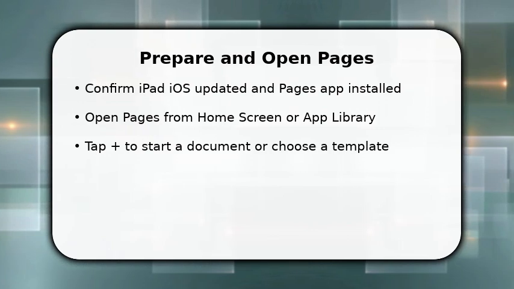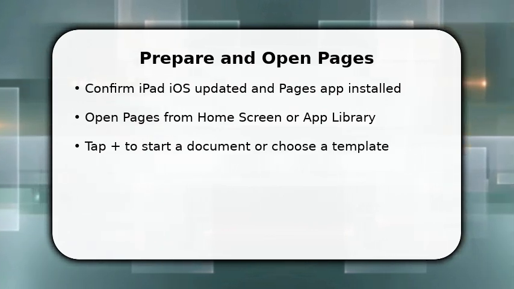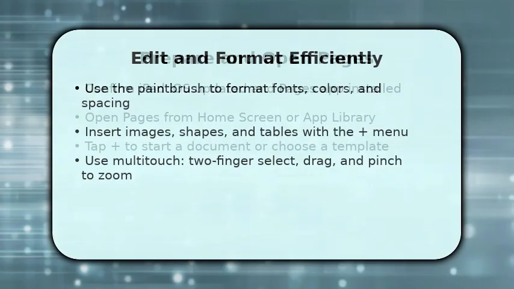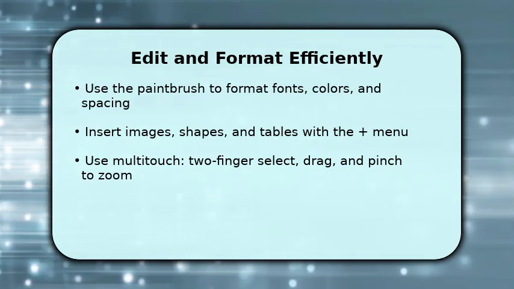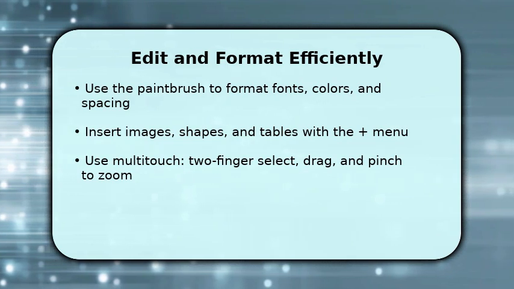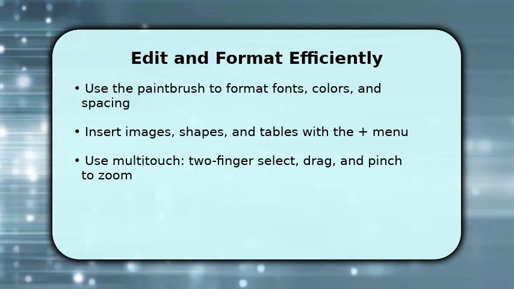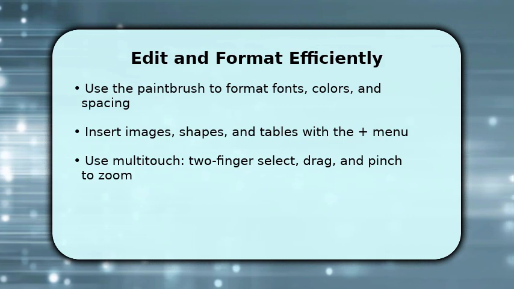Now you'll edit content and apply styles. Tap text to position the cursor, then use the paintbrush icon to change font, size, alignment, line spacing, and color. This maintains consistent formatting. To add visuals, tap the plus menu to insert images, shapes, or tables.